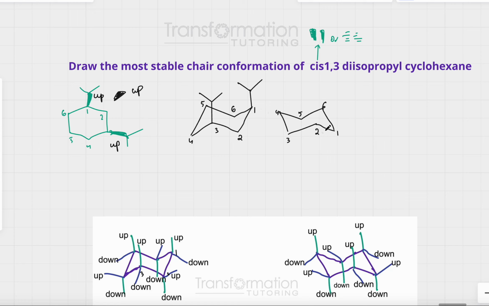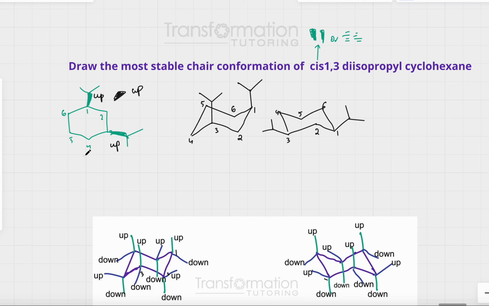Now let's go to the flip chair. Carbon number 1 up is diagonal, parallel to this line. So I'm going to draw isopropyl up. Next, carbon number 3, where is up? Up is here, parallel to this line. These are my two chair conformations of cis-1,3 diisopropyl cyclohexane.